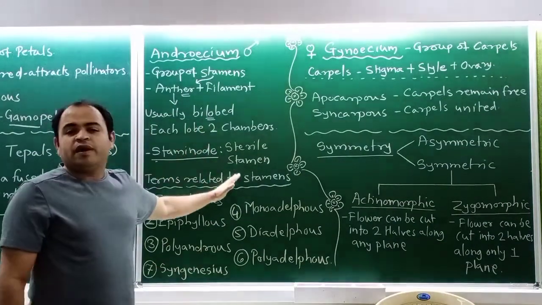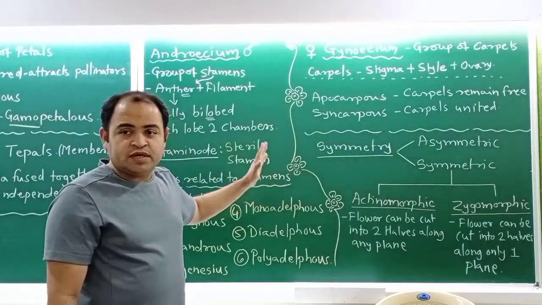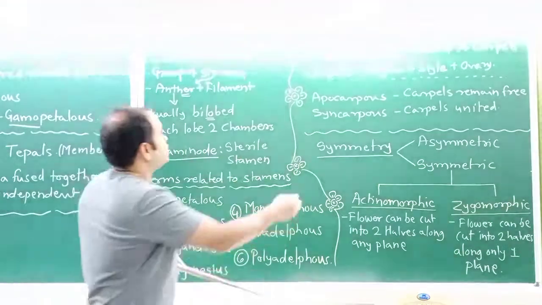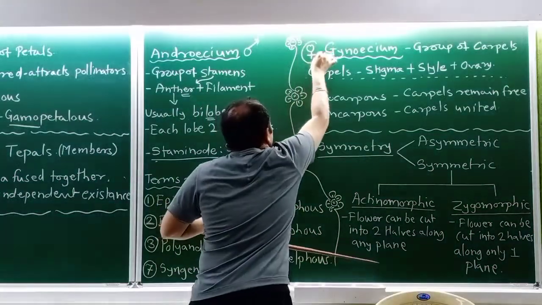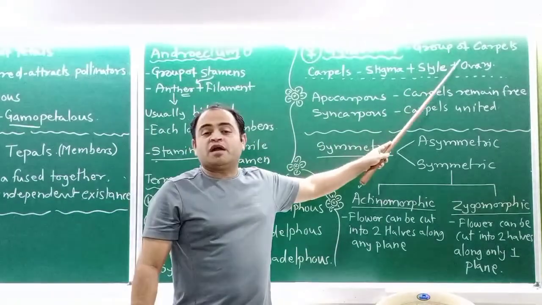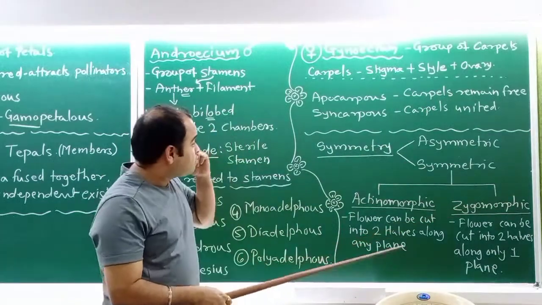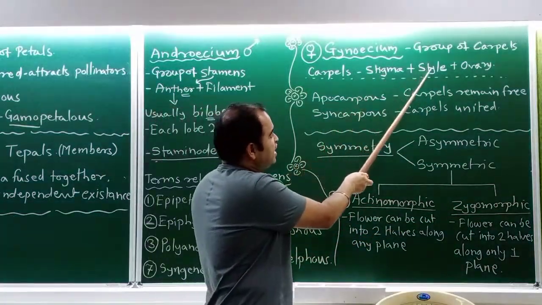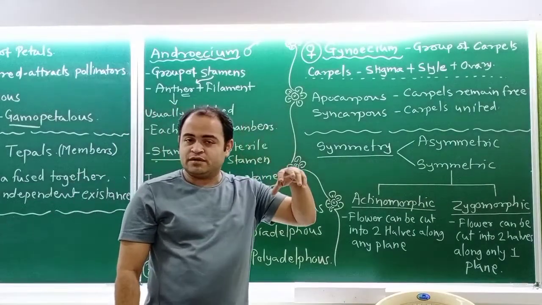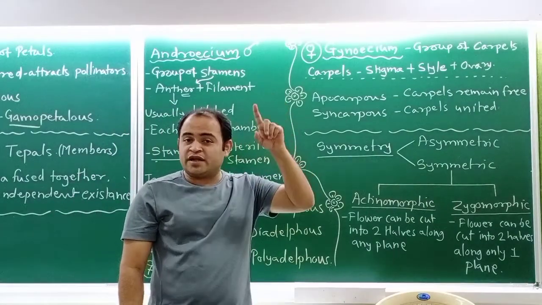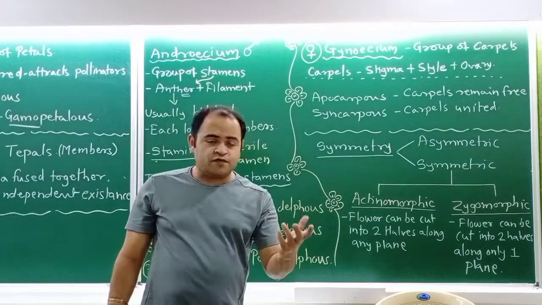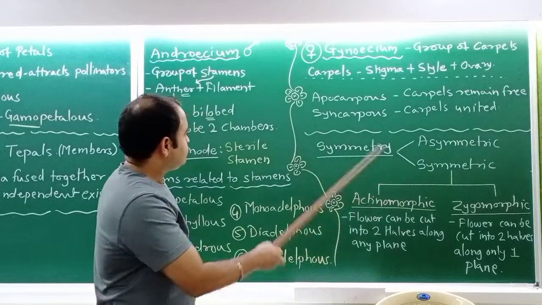So this is all about the male reproductive system. Let us think about the female reproductive system. Once again, the typical symbol, Gynoecium. It's a group of carpels. What do you mean by carpel? It's a stigma plus style plus ovary. Stigma is a disc-like structure where pollen grains can be shed. Then style is the stylar canal through which the pollen tube passes, and ovary contains ovules where fertilization occurs.